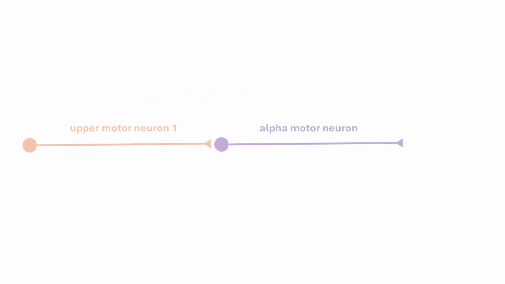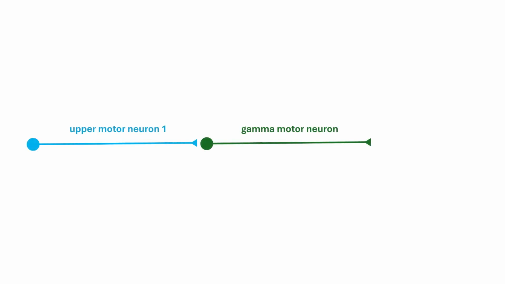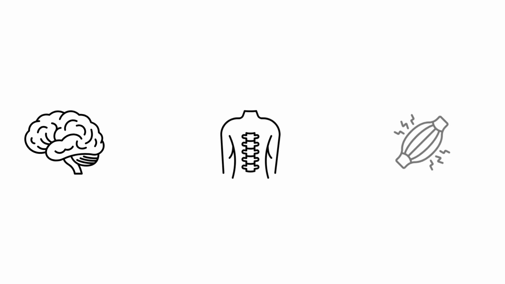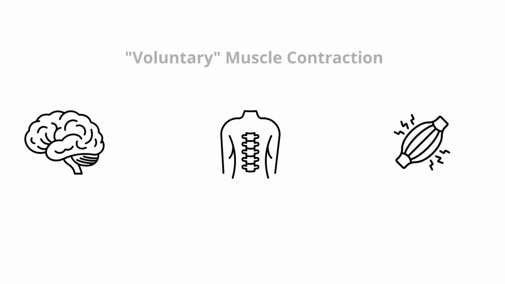1. When upper motor neurons are sending electrical signals to the alpha motor neurons, the muscle contracts. 2. When upper motor neurons are sending electrical signals to the gamma motor neurons, the stretch sensitivity decreases. When everything is working properly, the brain is able to send the correct electrical signals to the spinal cord, causing a voluntary muscle contraction. The alpha motor neurons help cause the muscle to contract, while the gamma motor neurons help set the sensitivity of the stretch sensors so the muscle can stay coordinated.